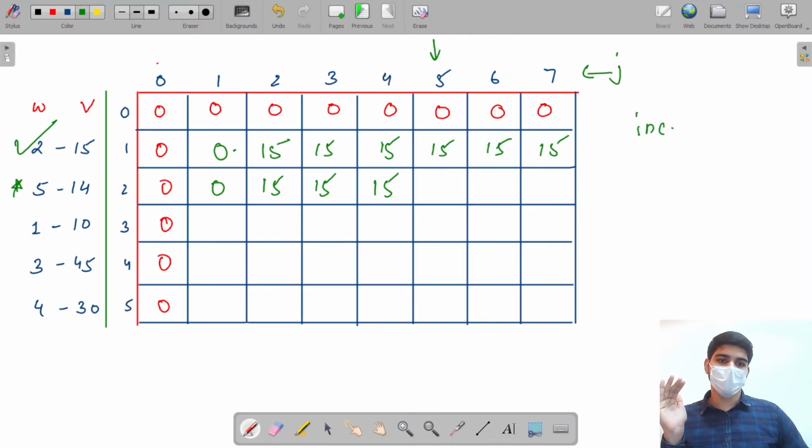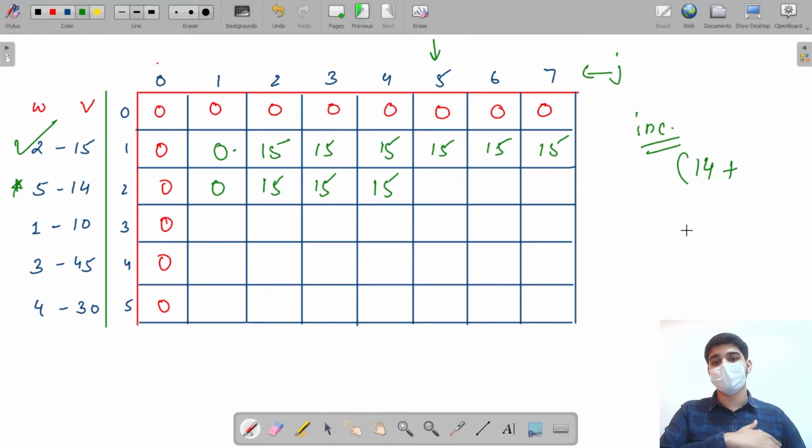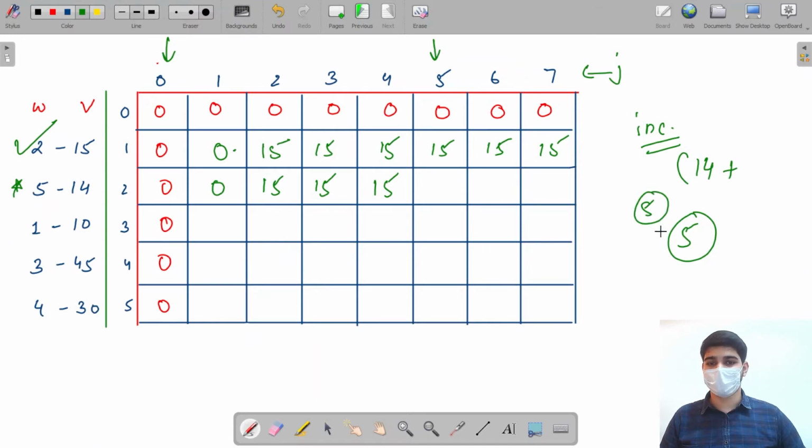So let's see, if I include myself, I would of course get my own value, plus the value that was maximum when the capacity is 5 minus 5, which is 0, right? If I'm including myself, that means I'm using the capacity of 5. And if my bag was of capacity 5, I'm left with 0 capacity. So the left out capacity is 0, right? And the maximum that was generated without me at that capacity was 0, right? So I can have 14 over here, because 14 plus 0 is 14.